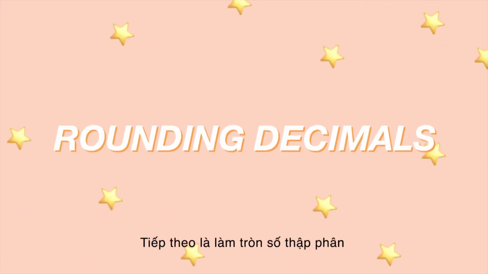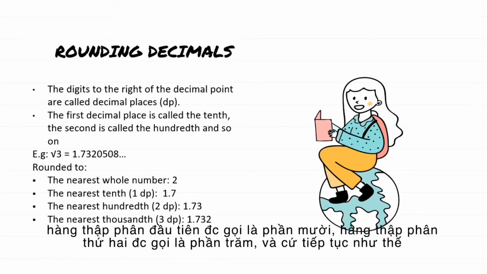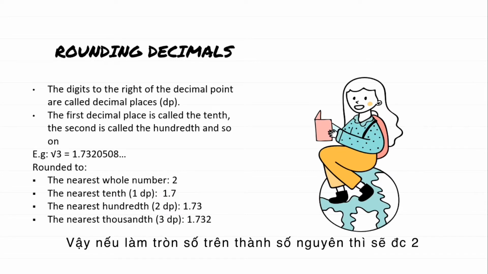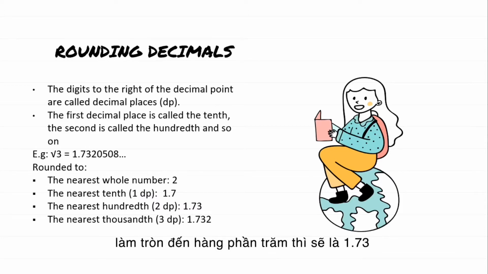Next is rounding decimals. The digits to the right of the decimal point are called decimal places, or DP for short. The first decimal place is called the tenth, the second is called the hundredth, and so on. Here's an example. The square root of 3 would equal 1.73205008 etc. If we round that to the nearest whole number, we would get 2. When we round it to the nearest tenth, it will be 1.7. Rounding to 2 decimal places would be 1.73.